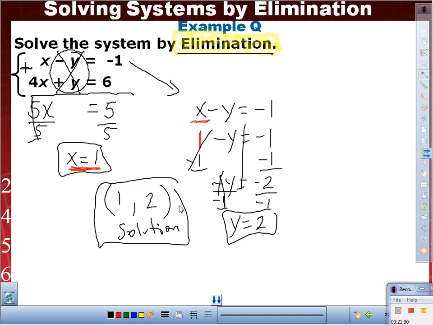Talk it over with your neighbor. See what happened for this elimination method. We got it? Yeah? Okay, copy that. You've got about 1 minute. Copy that.